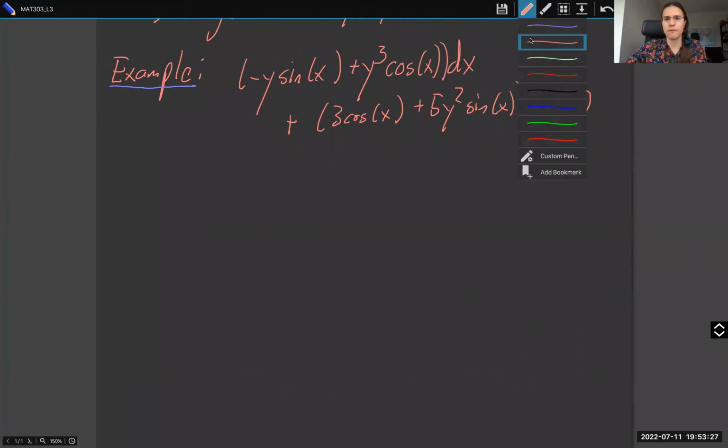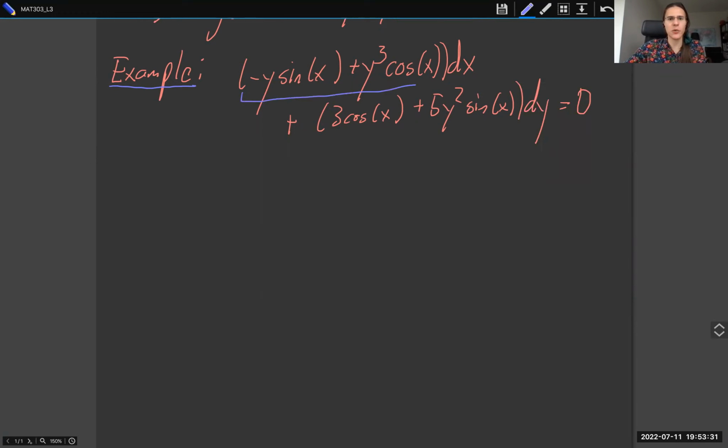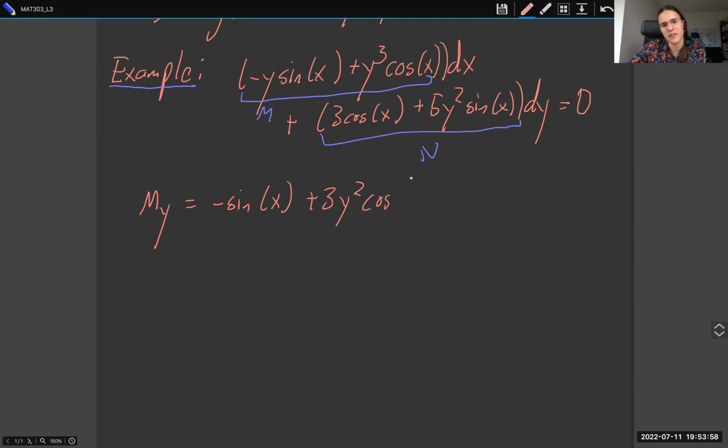Okay, so the first thing that we do is we check for exactness. And I'd again like to label the equation with this as M and with this as N, so that I know what M and N mean in the first place. And then we compute the partial y of M. It's just a polynomial, so we get minus sine x plus 3y squared cos x.